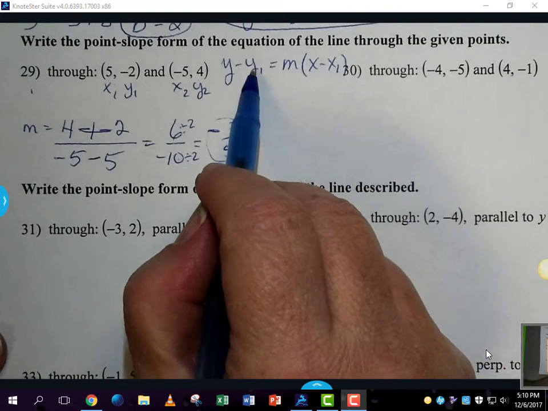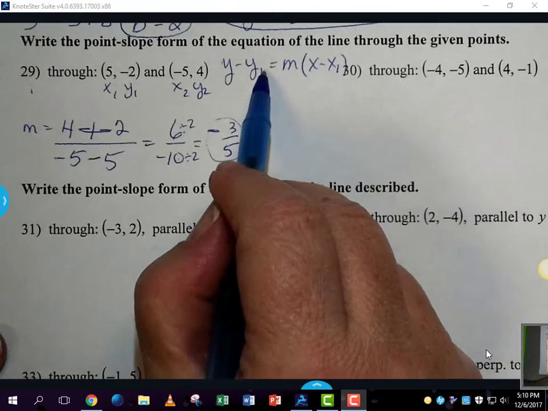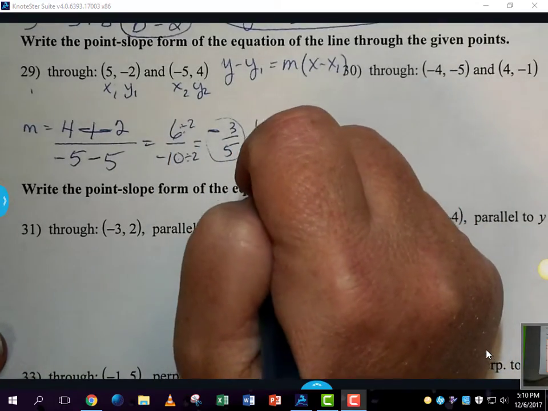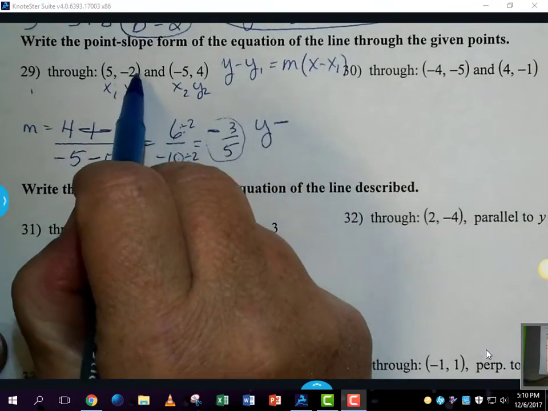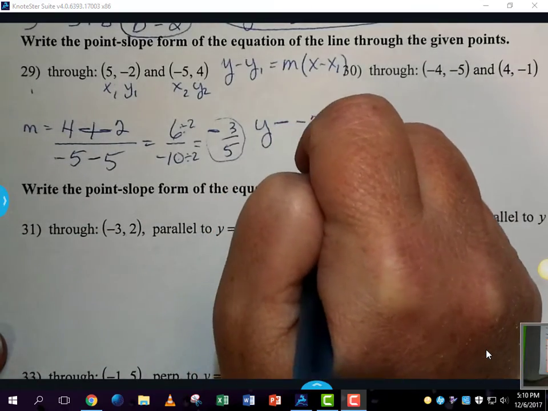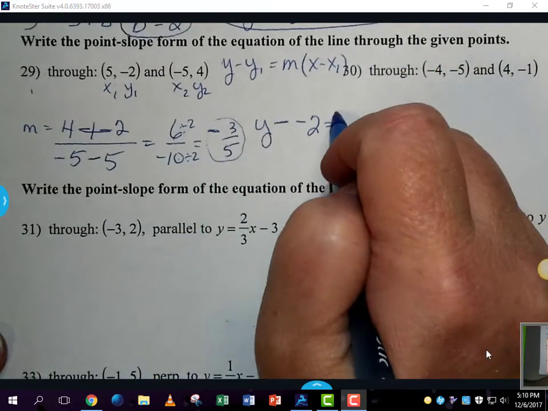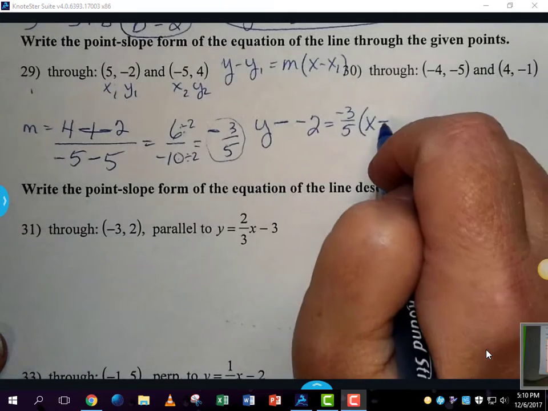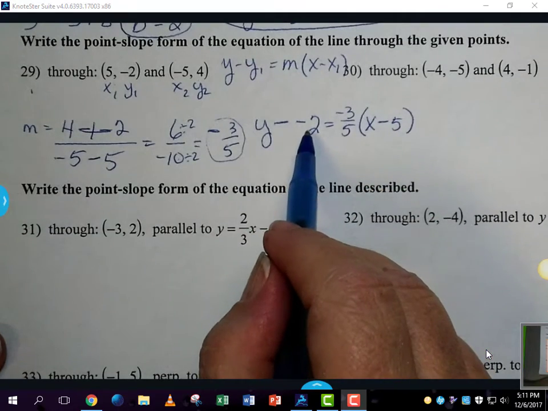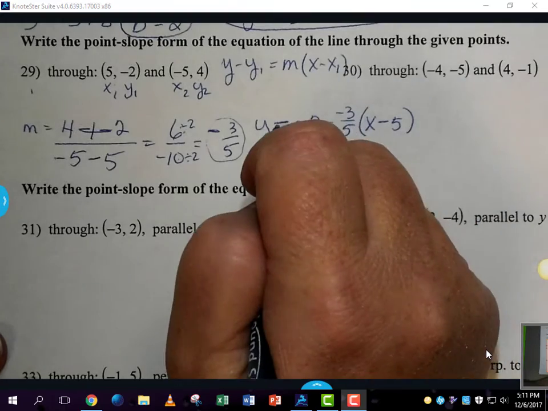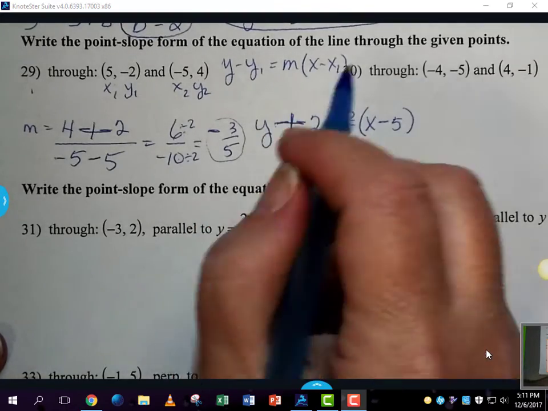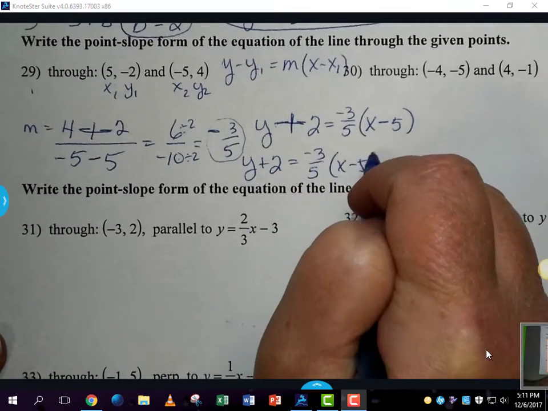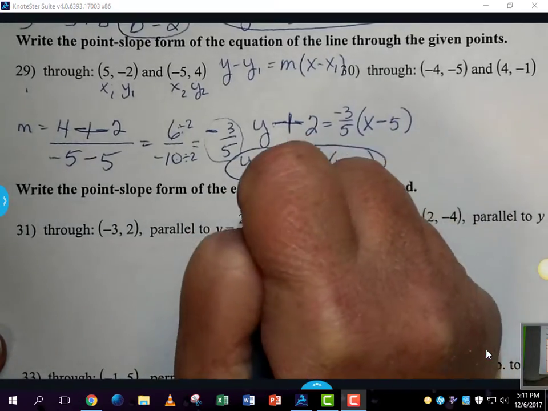And then I need to substitute numbers in for x1 and y1, and I will just go ahead and use these because I've already called that x1 and y1. So I'm going to have y minus whatever y1 is, which here is negative 2, times the quantity m, which we just figured out is negative 3/5, times the quantity x minus x1, which here is 5, and then you must simplify on the test. Do not leave it like this. You know that when you subtract a negative, that's really adding. So y plus 2 equals negative 3/5 times the quantity x minus 5. And that's what you're coming up with.